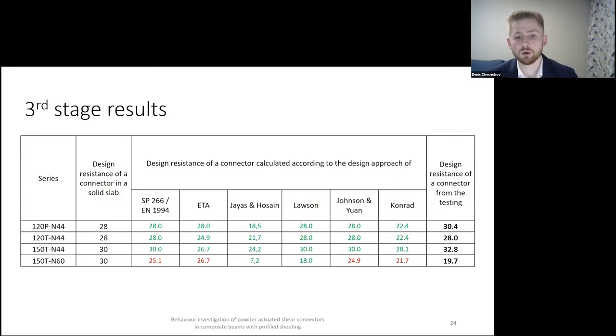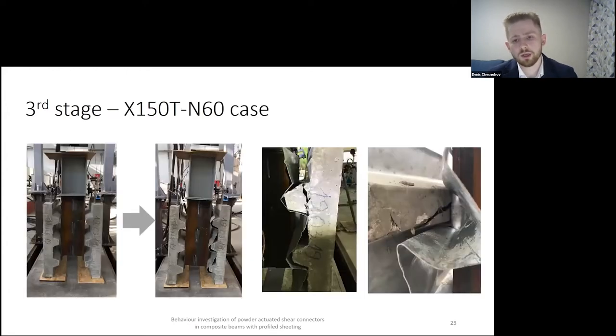In the last one, we see that only Jason, Hussein, and Lawson showed sufficient and conservative results. And it's okay. But I thought that it's strange that ETAs covered this case, and the reduction formula should work for it also. But you could see that the difference is high. And it seems strange to me. And I decided to investigate this case more deeply. And I noticed that two or three specimens failed by rib shearing.